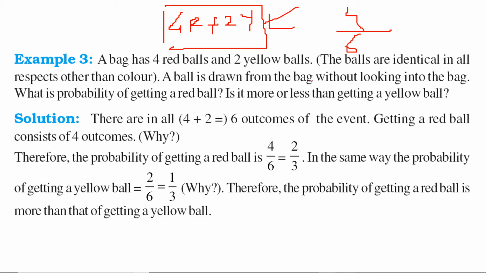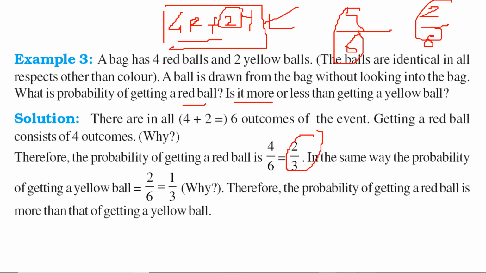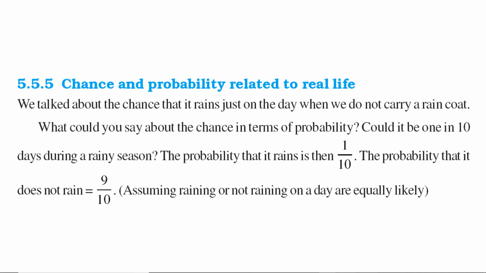Is it more or less than getting a yellow ball? Two yellow balls can come, right? And in all, there are two yellow balls. You can pick any of these 2, but the total is 6, so 2 by 6. So this is basically 2 by 3. This is 1 by 3. Which is greater? This is the greater one. So the probability of getting a red ball is more than getting a yellow ball.